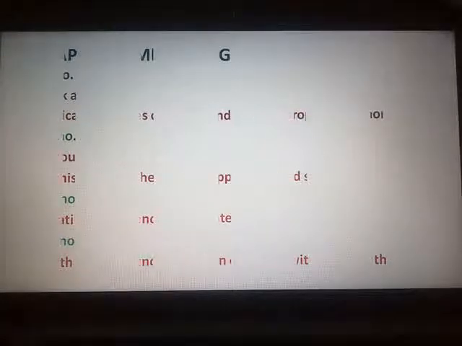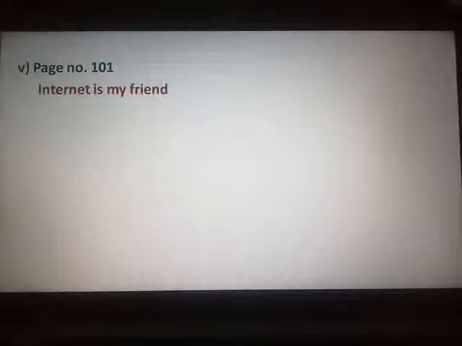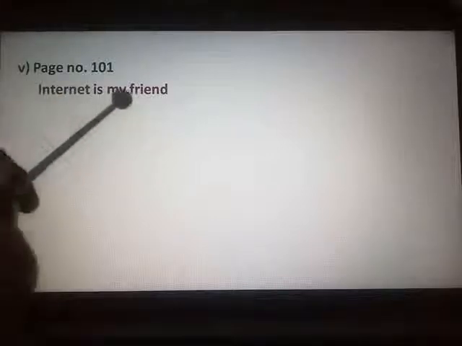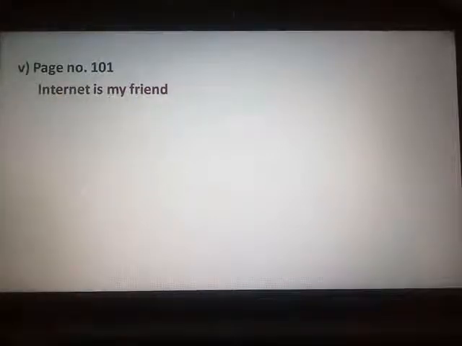Page number 101. Towards the bottom of the page, a small blue colored box, Internet is my friend. Remove that box. Near the froth flotation method, you have a small blue colored box stating Internet is my friend. Remove that box. Rest all the things on that page you have to study.